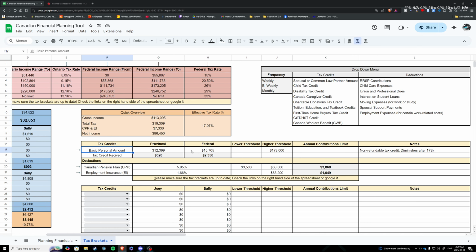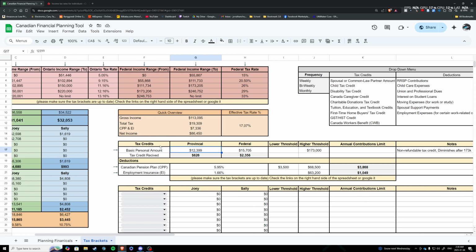So we'll just look into how you calculate that. Basic personal amount is separate for provincial and federal. For the Ontario provincial, it's this value. I don't think I have a link for that right now. I might add it in later. If not, just look it up online.